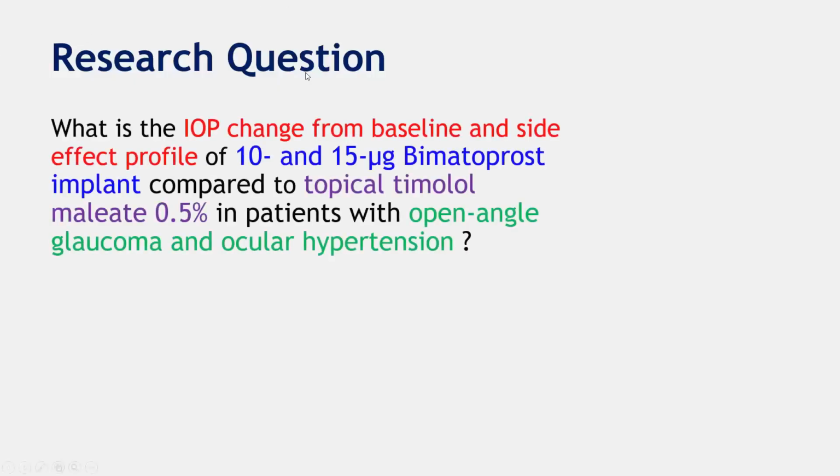The research question here would be, what is the IOP change from baseline and the side effect profile of 10 microgram and 15 microgram bimatoprost implant, which is the intervention, compared to topical timolol maleate, which is the comparator, in patients with open angle glaucoma and ocular hypertension? So this would be the population that you're dealing with. When you frame a research question to conduct an intervention study, it should have all four parameters within that particular statement. So this is for an interventional study.